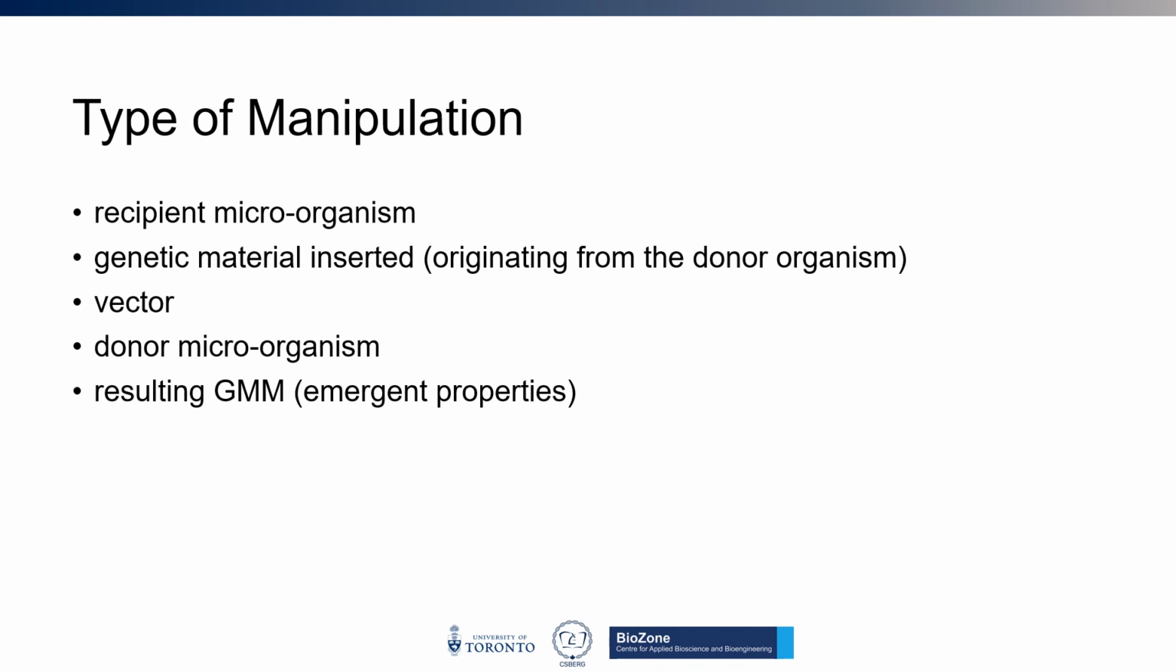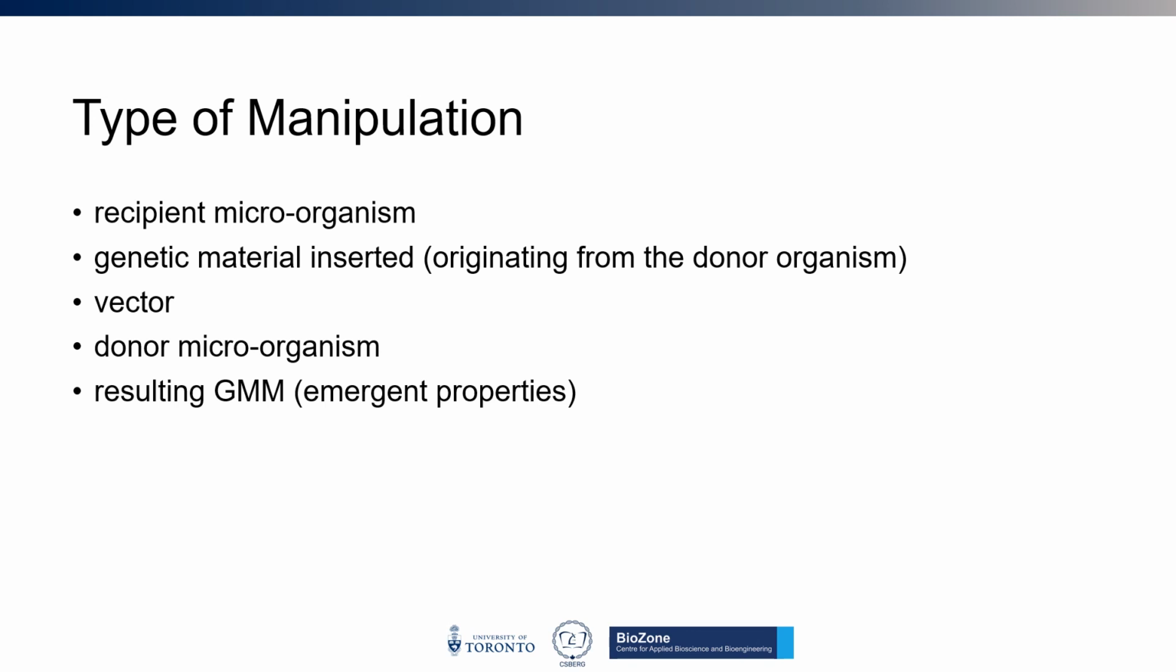What genetic material is inserted, and from what organism, what's the donor organism? Is it coming from a pathogenic strain? Is it something that could increase infectivity or pathogenicity? What vector is being used to transfer the DNA? What the donor microorganism is, again, not only what DNA you're taking from that organism, but also what the risk of the native organism is, as well as the resulting genetically modified organism.